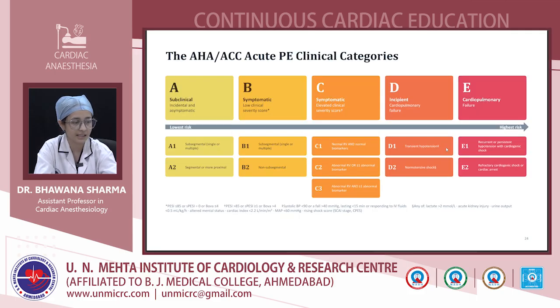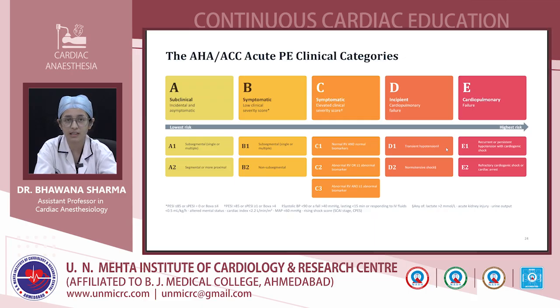So A, B, C, D, E are subcategorized into A1 and A2, B1, B2, C1, C2, C3, D1, D2, E1 and E2. A1 is where subsegmental, single or multiple lung segments are involved, and A2 is segmental or more proximal. B is symptomatic with low clinical severity index, B1 with subsegmental and B2 non-subsegmental. And C is symptomatic with elevated clinical severity score, C1 with normal RV and normal biomarkers, C2 with normal RV or more than one abnormal biomarker, C3 is abnormal RV function and more than one abnormal biomarker.